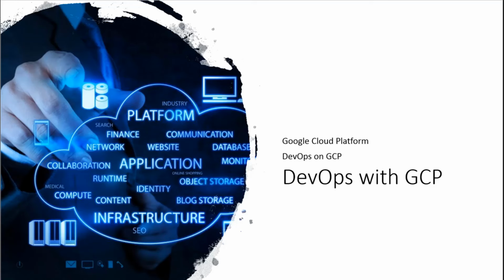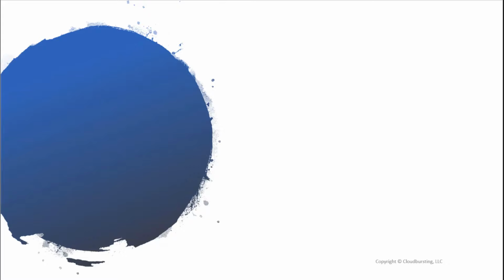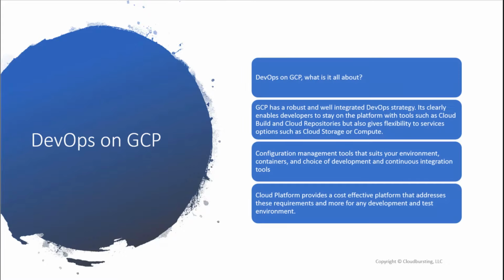Let's talk about DevOps with Google Cloud Platform. Now, this module is really more of a summary of different tool sets and services we could use with Google Cloud. And we'll be getting into these services deeper throughout the course. So when it comes to DevOps with Google Cloud Platform, we want to be aware that Google has a robust and very well integrated DevOps strategy.